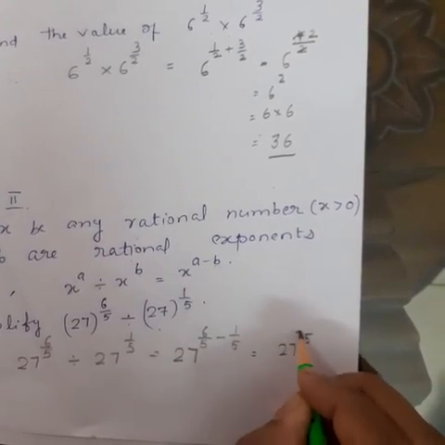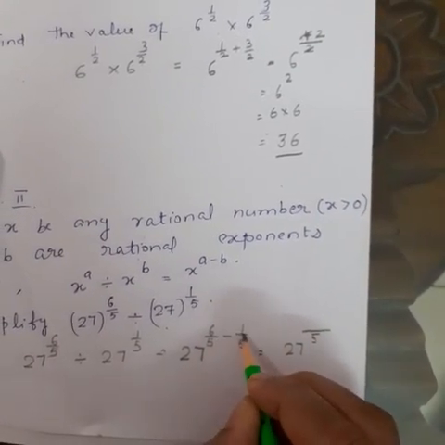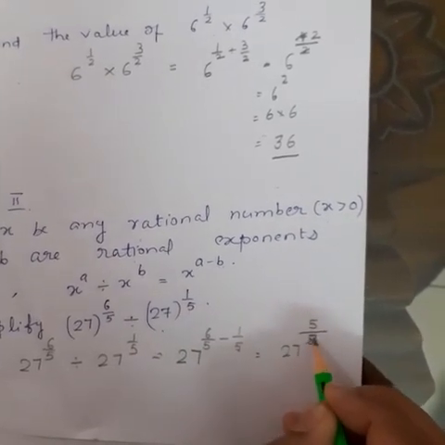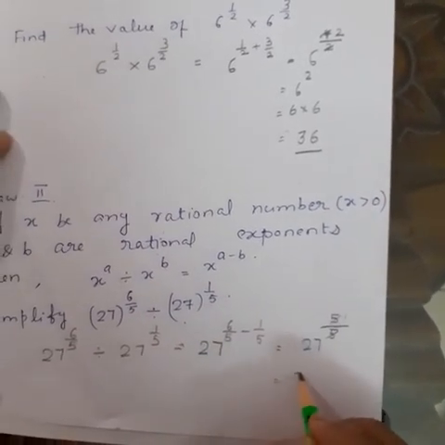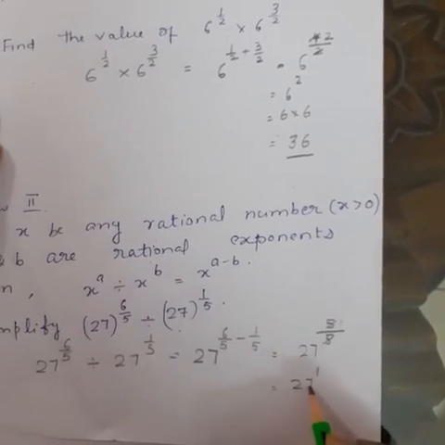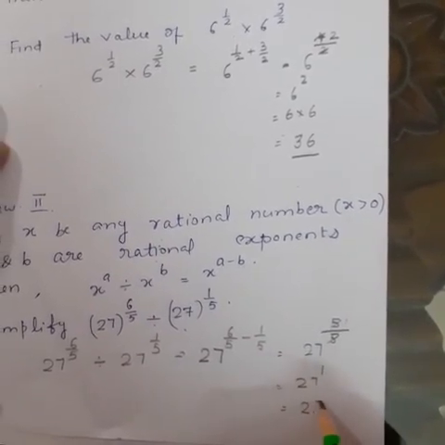So take 5 as common denominator. 6 minus 1, that is equal to 5. We can cancel it. So in the power it is 1. 27 to the power 1 means 27.